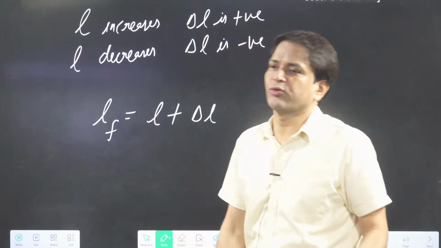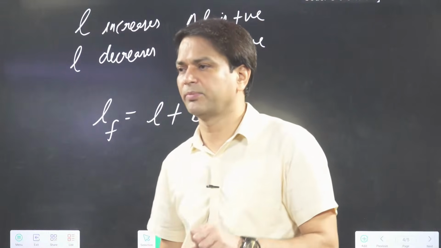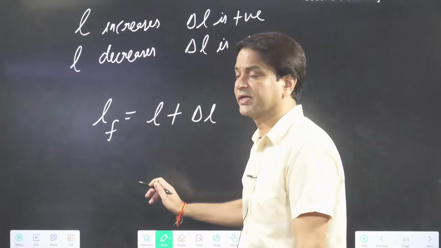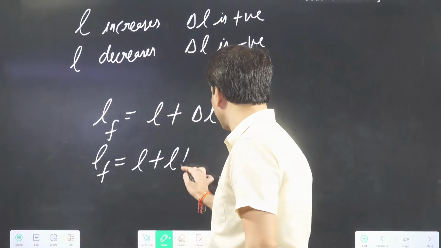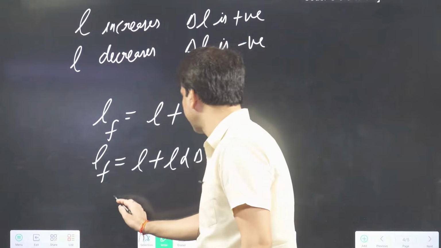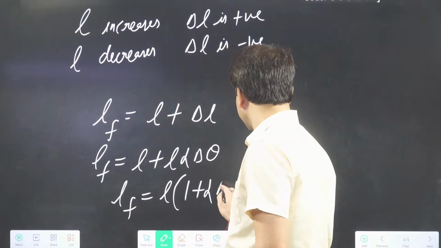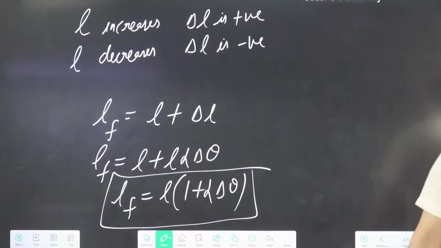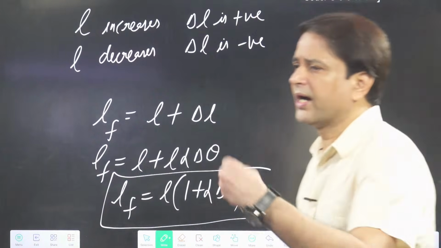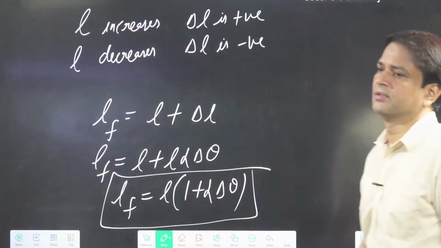Okay, if delta L you are getting positive, it means final length will be more; if delta L you are getting negative, final length will be less. So L plus delta L. So L final, I can say, is L plus L into alpha delta theta. Then L final is L into (1 plus alpha delta theta). That is a formula I am writing, but no need to mug up. Delta L formula we have to remember, and directly L plus delta L, by that you will get the final length. Okay.